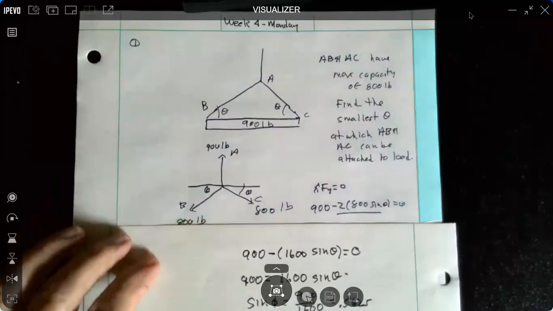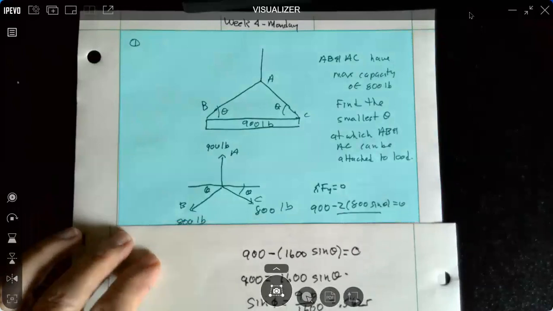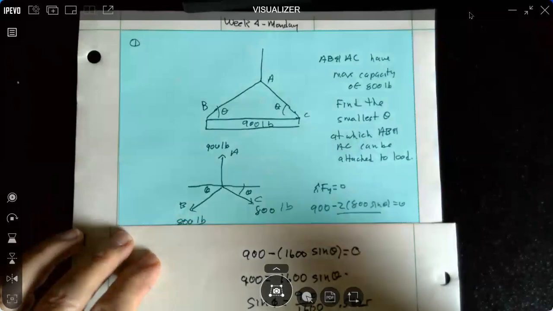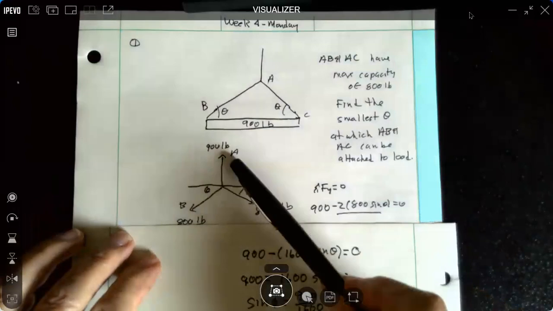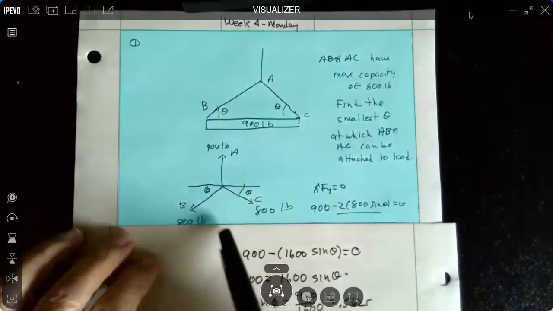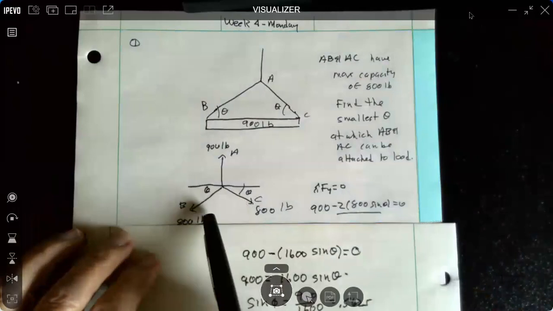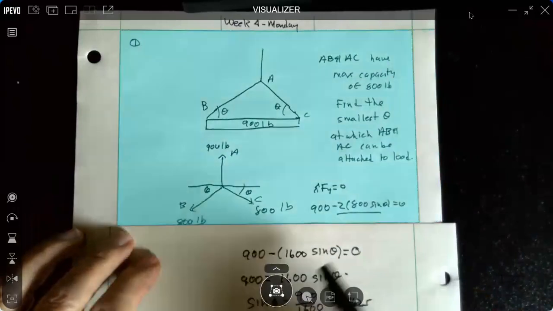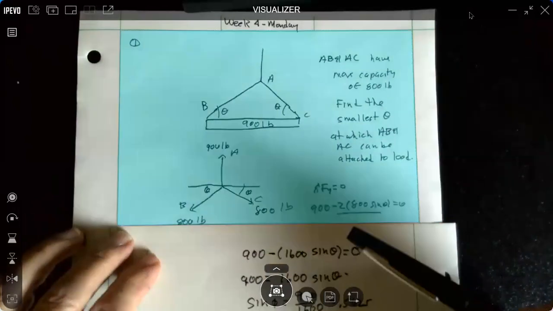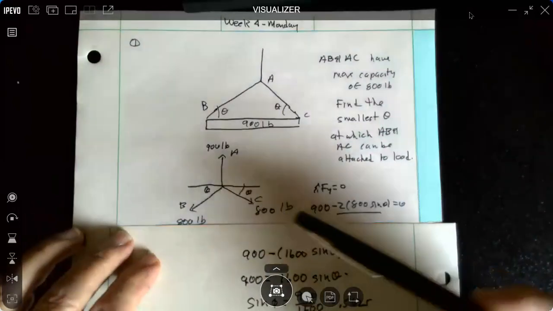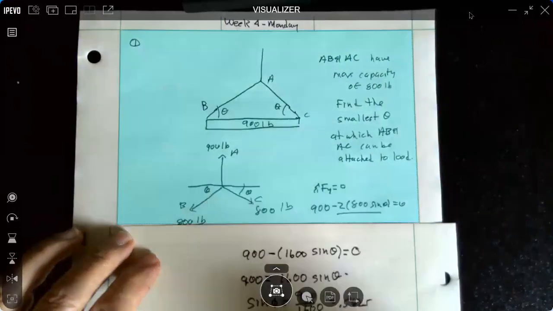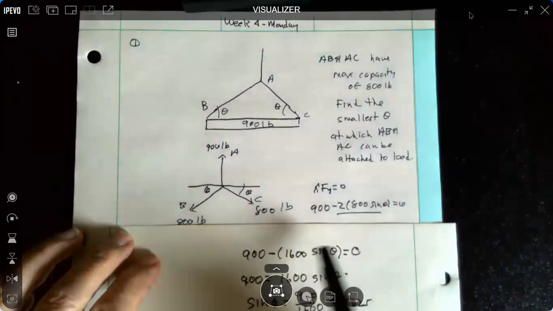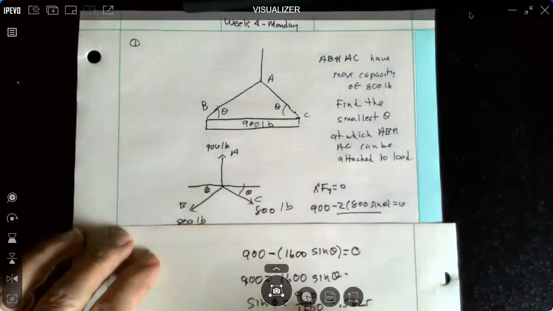800 pounds each. And very simply, all we have to do is sum forces in the y direction equal to 0. And we have the 900 pound directed upwards. And both of these are the same, both 800 pounds, the angle's the same. So we'll just have 2 times, and its vertical component, this is theta, the opposite theta, so that's the sine function. So 2 times 800 sine theta equal to 0.